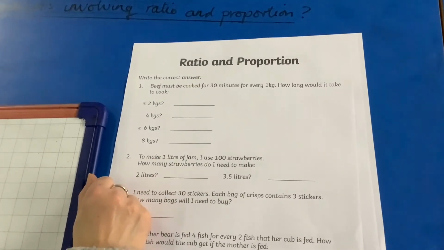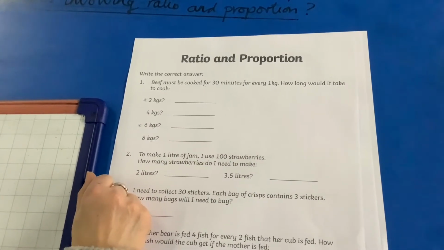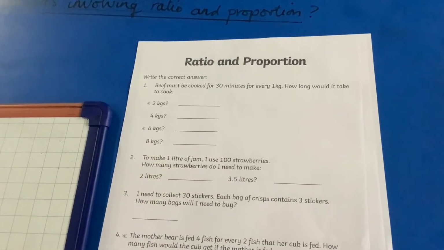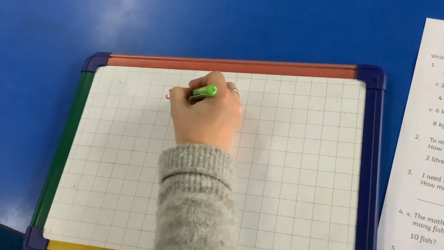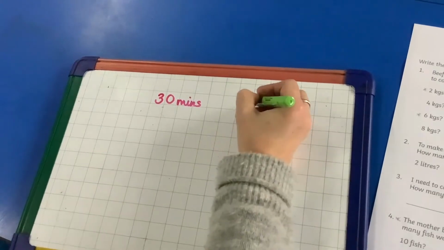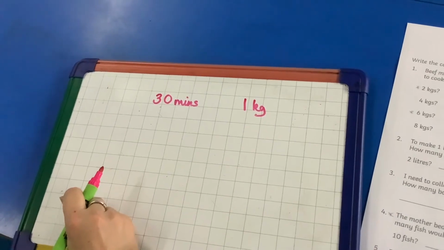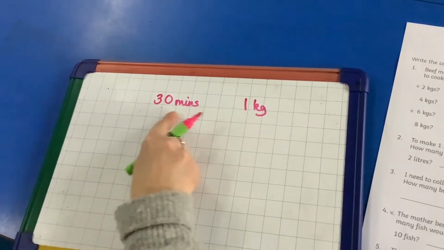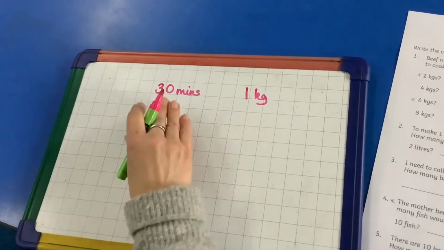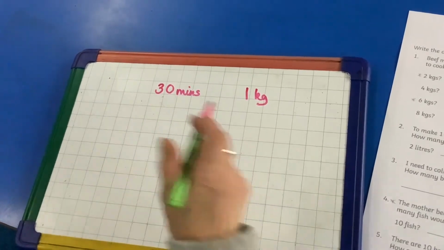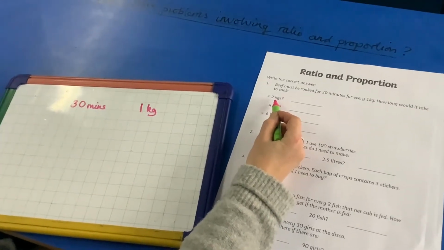It says that beef has to be cooked for 30 minutes for every 1 kilogram. So I'm going to jot that piece of information down: 30 minutes for every 1 kilogram. And what you have to do is use this information, and it's really a question of direct proportion, to calculate how long you would have to cook that beef for if it weighed 2 kilograms.